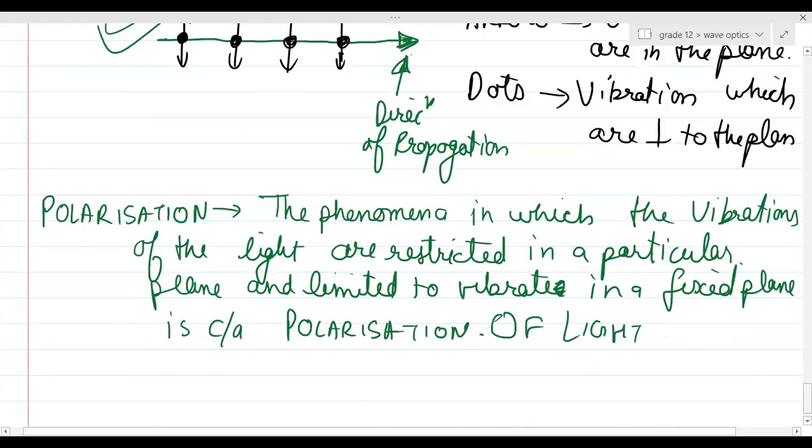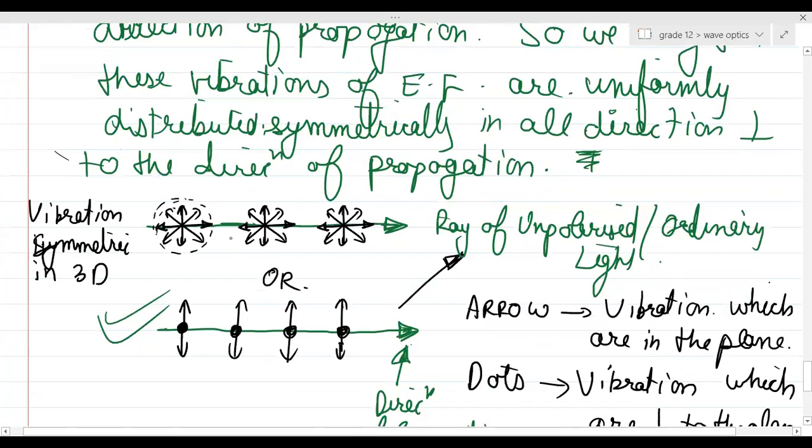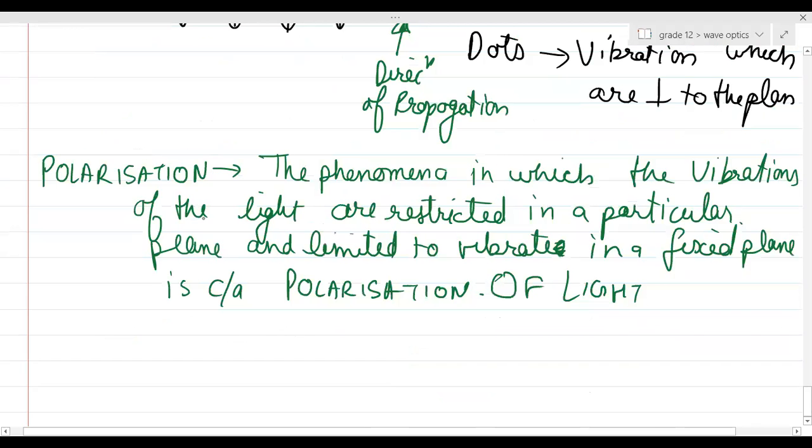So basically, what do I want to do? I want to restrict. Can you see this electric field was oscillating in all possible directions? I don't want this electric field or this light to vibrate in all possible directions. I want the plane to be restricted. You do this using the phenomenon called polarization of light.